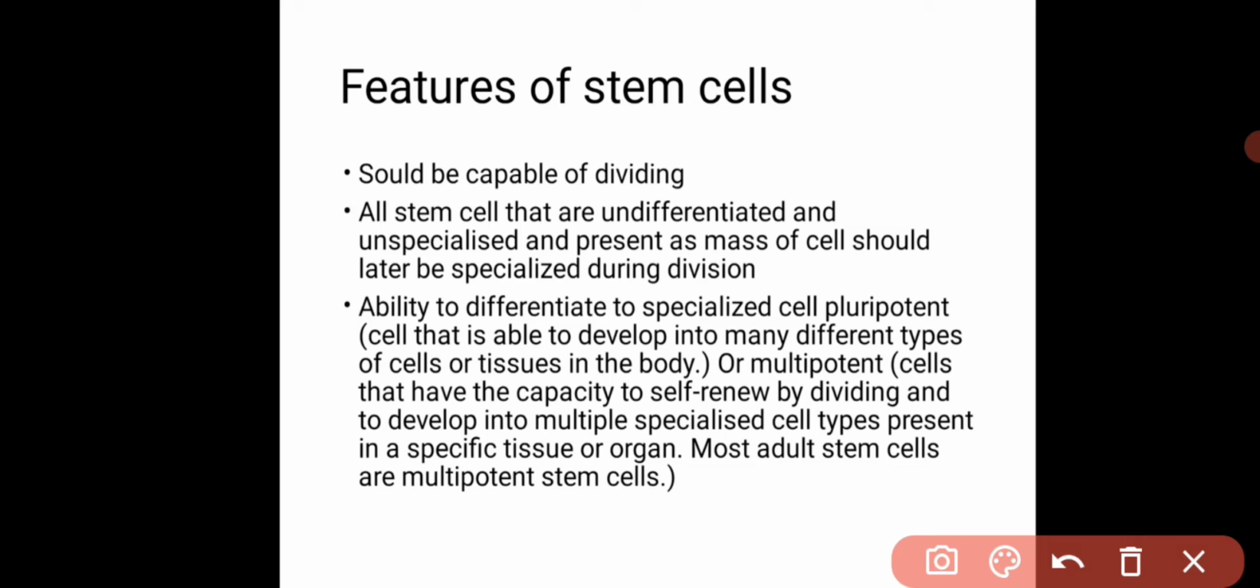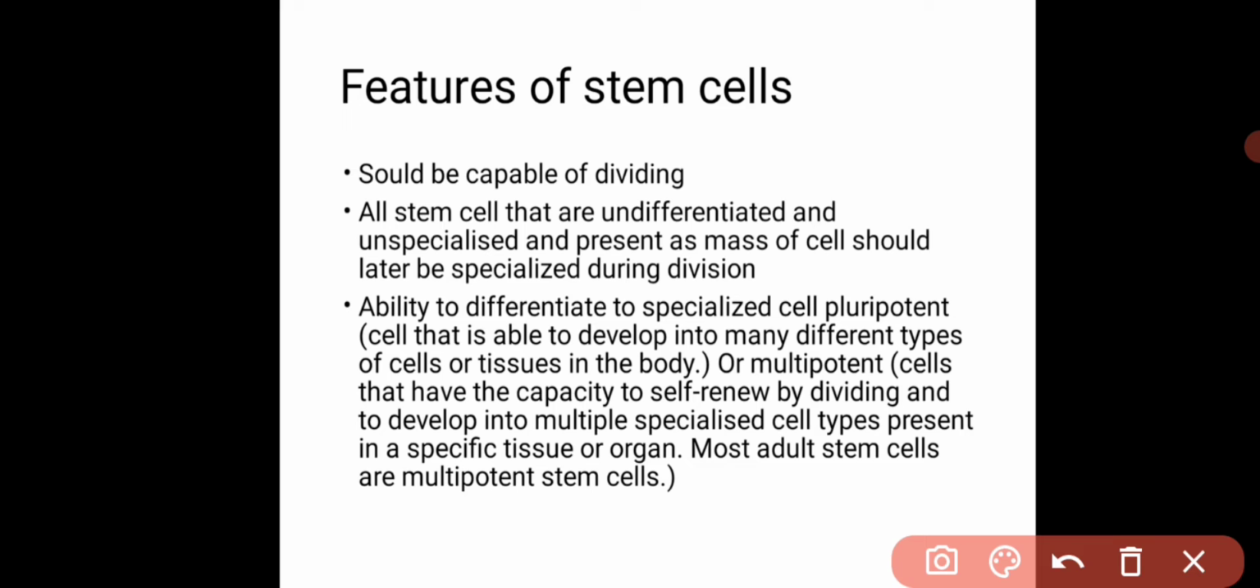The second point is that they start out unspecialized. Consider a mass of cells that is present. It doesn't mean that every single cell has to be specialized, right? Some of the cells will not be specialized. Those undifferentiated and unspecialized cells present in the mass of cells should later become specialized during the division.